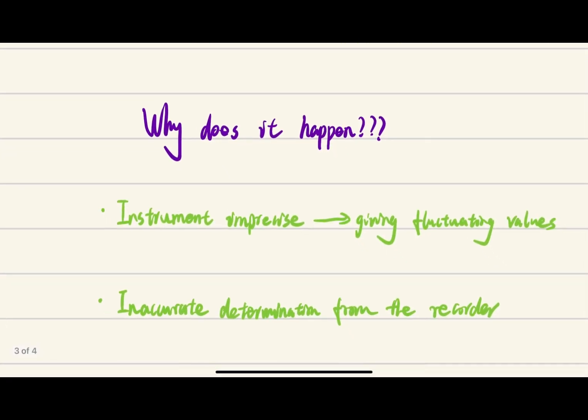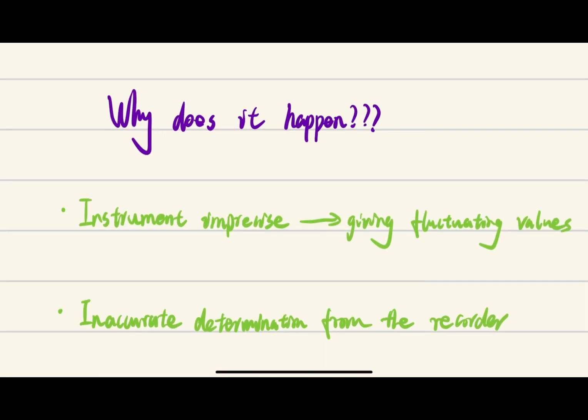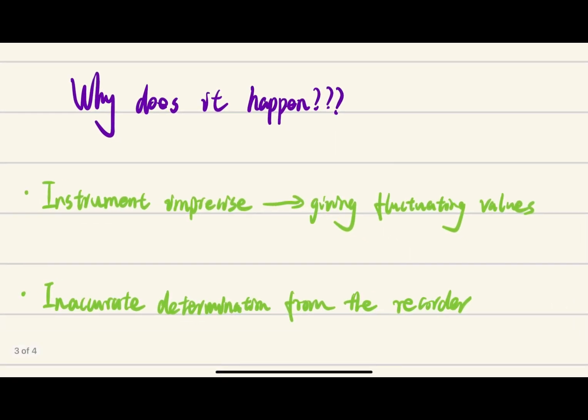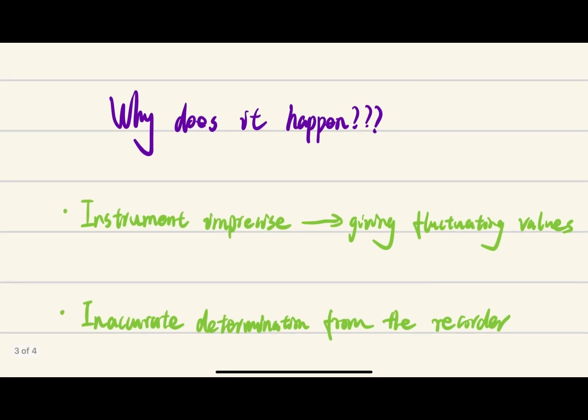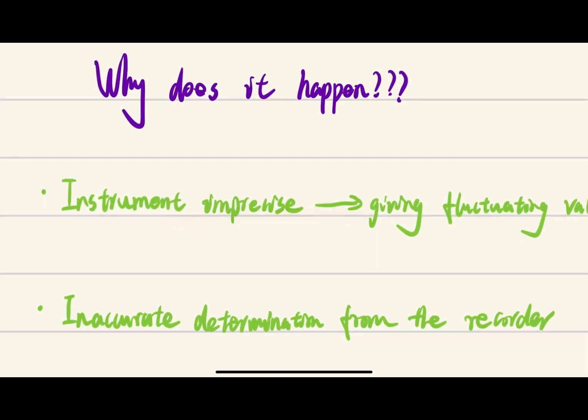However, why does this happen? Two of the most classic cases will be, first, the instrument is imprecise. So it's giving fluctuating values. If you have a measuring scale and the reading of the scale is not precise because the instrument is so old, then it's going to create some random errors when you're taking the value.